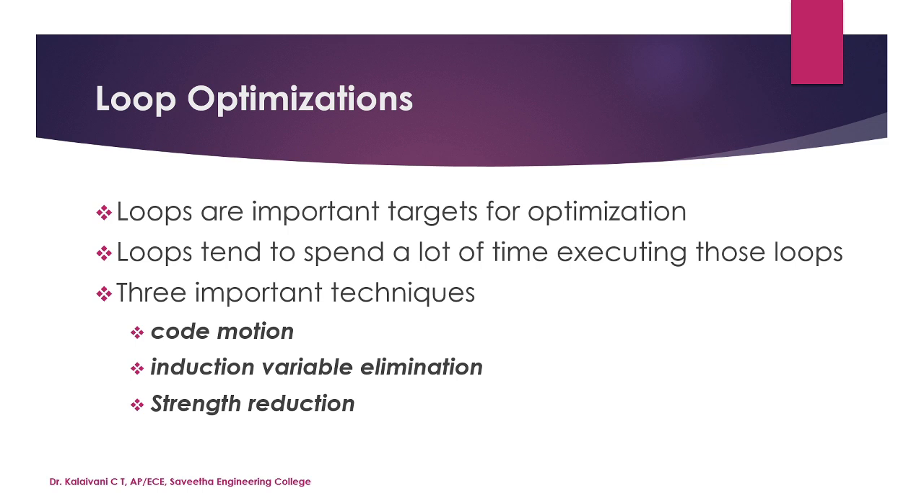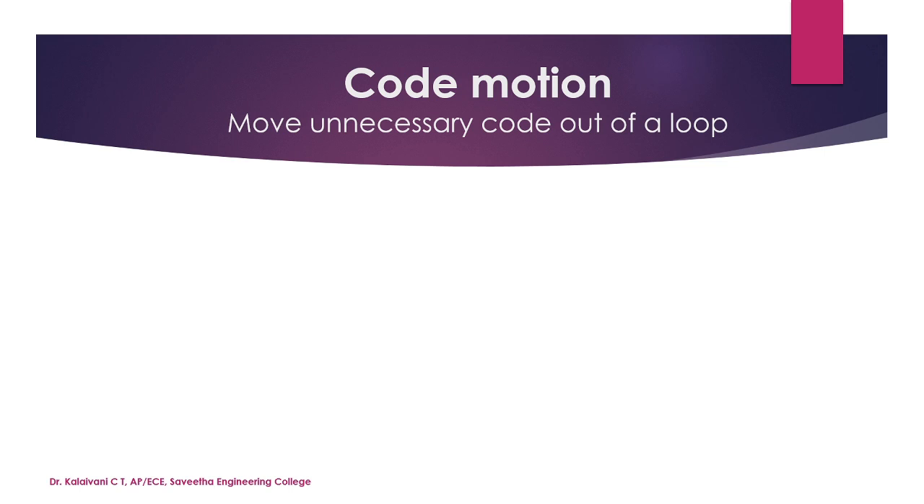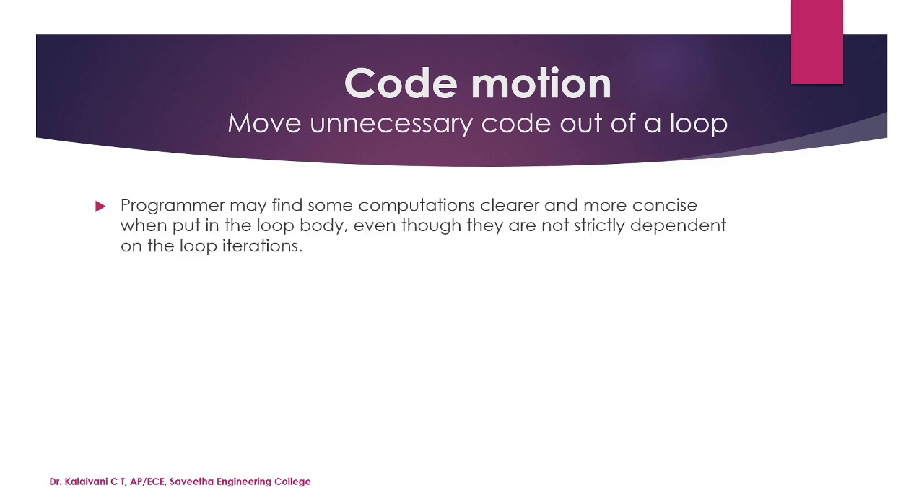We have three techniques to reduce the loop timing: code motion, index variable elimination, and strength reduction. So what is code motion? Code motion means the unnecessary code is removed out of the loop. How do we find this unnecessary code, and who will find it?